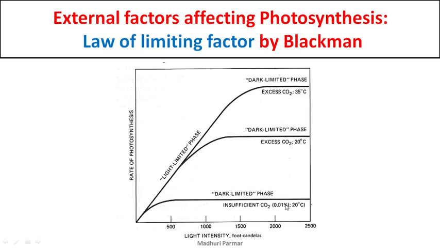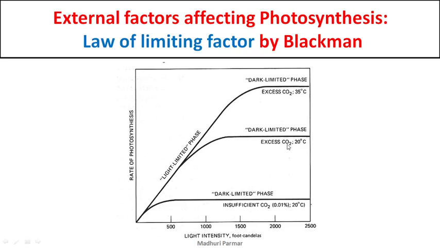Scenario number 2. You are giving it excess carbon dioxide. Okay, to the same reaction, to the same thing. You have the same 20 degrees, you have the same light intensity. The only change you have made is in the carbon dioxide. You are giving it excess carbon dioxide. Can you see how much difference it can make? So now carbon dioxide is not the limiting factor.